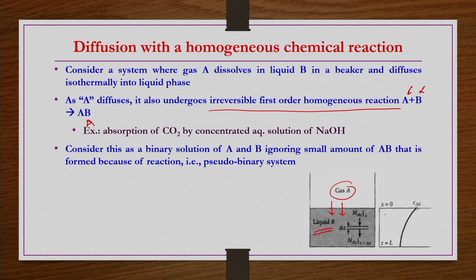Now, whatever height of liquid is there, we are taking that height as L. The top location we are taking as Z equals 0, and the bottom location of the beaker we are taking as Z equals L. At the top only pure gas A is there. At the gas liquid interface, whatever the concentration of A is there, that is Ca naught, the solubility of A in B. And at Z equals L, we do not know how much it is, so usually dCA/dZ equals 0.